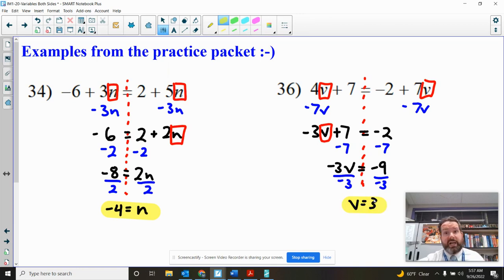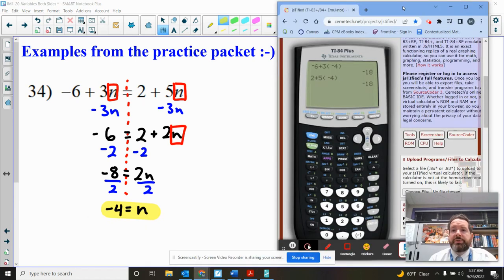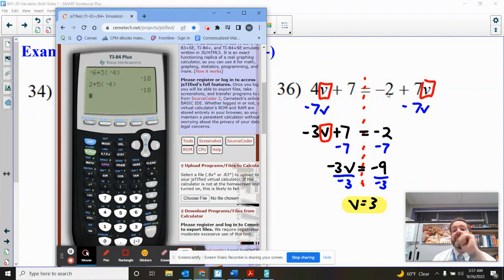Let's do a check. Pulling up the calculator again. What I want to do is to take each side of the equation as it looks at the start and put my number for v in, make sure I get the same number both sides. So 4 times v, I think v is the number 3, plus 7. Okay, so I ended up with a 19 on this side of the equal sign. Let's see if we get the same thing over here.